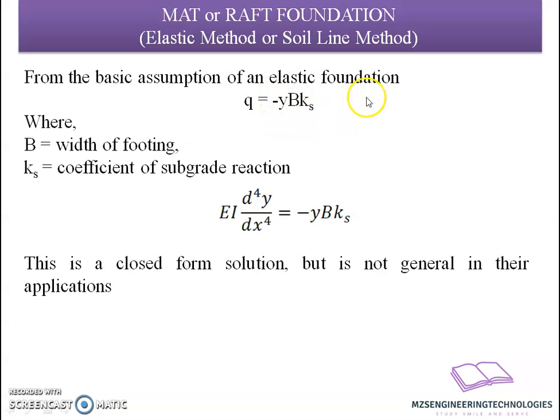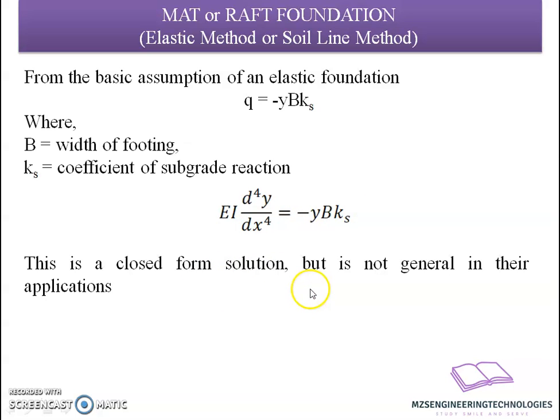As we know, the force in a spring is P equals K into delta, where K here is the stiffness coefficient Ks, and delta is the displacement in that particular direction. B is the width of the footing and K is the coefficient of subgrade. After substituting this, we get the differential equation EI d raised to 4 y divided by dx raised to 4 equals minus y b into ks.